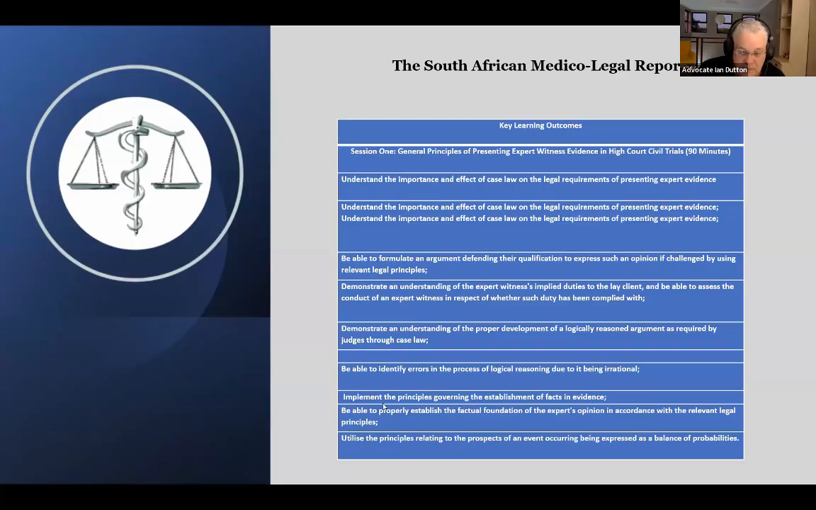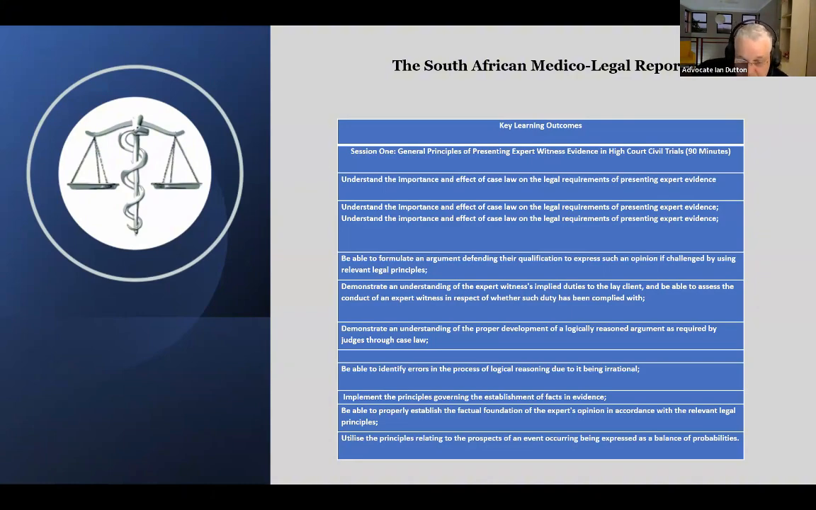Then the next point is dealing with establishing facts in evidence. There are principles which the courts have developed, and we will have a look at those principles and at the practical implication of those principles. So when you want to establish facts in evidence, there are various different types and categories of facts. How do you handle those categories of facts? That will be dealt with.